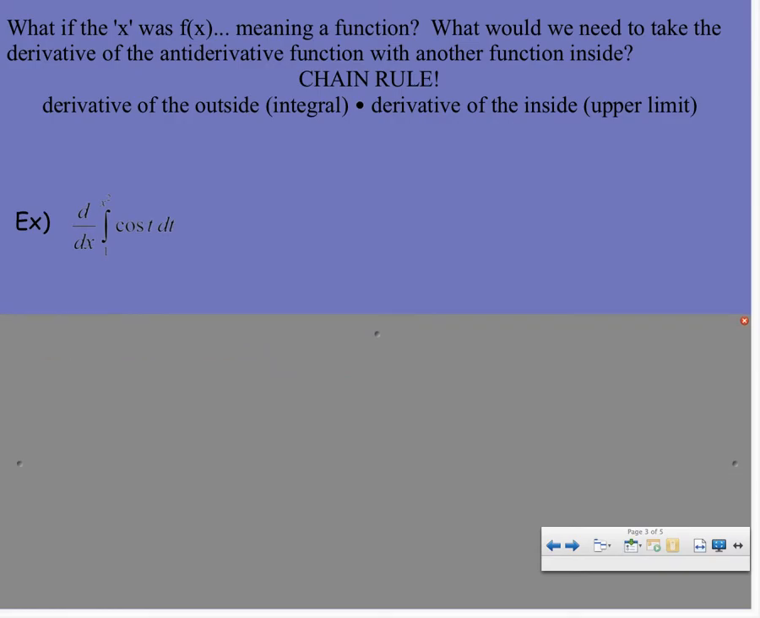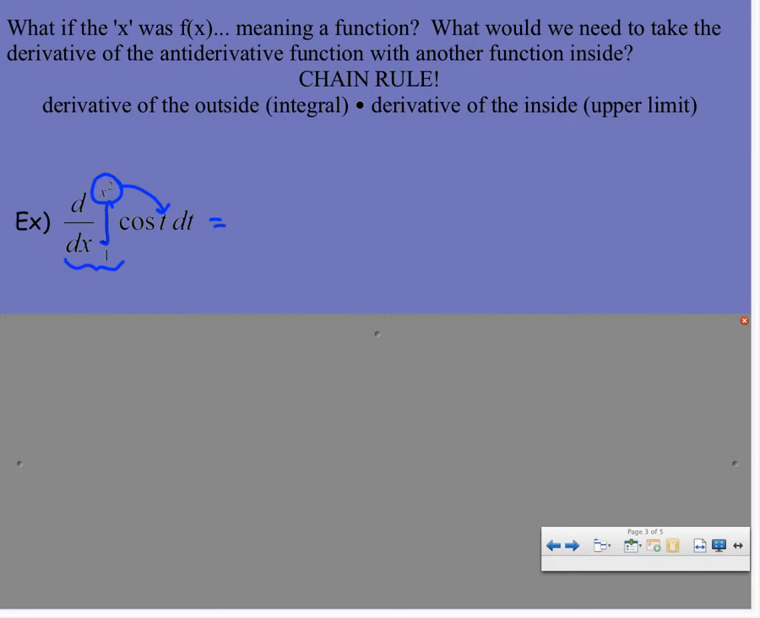Okay, so here's our first example. It's asking us to take the derivative of the integral from 1 to x squared of cosine of t dt. So you can see we're taking the derivative of an integral. Those two are going to cancel each other out. But we have a function inside of our integral function. So sure, these two cancel each other out. So we're going to take this x squared and dump it in.